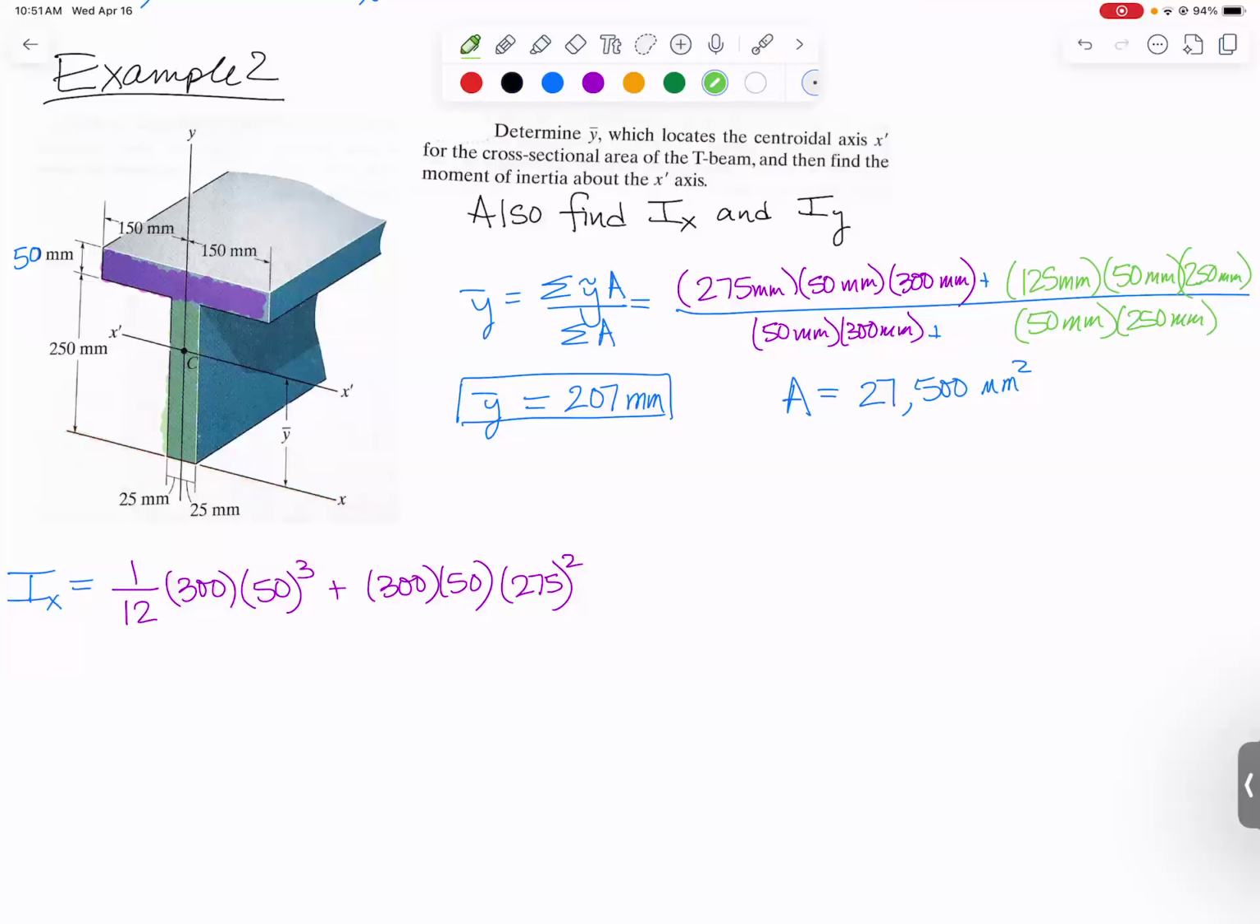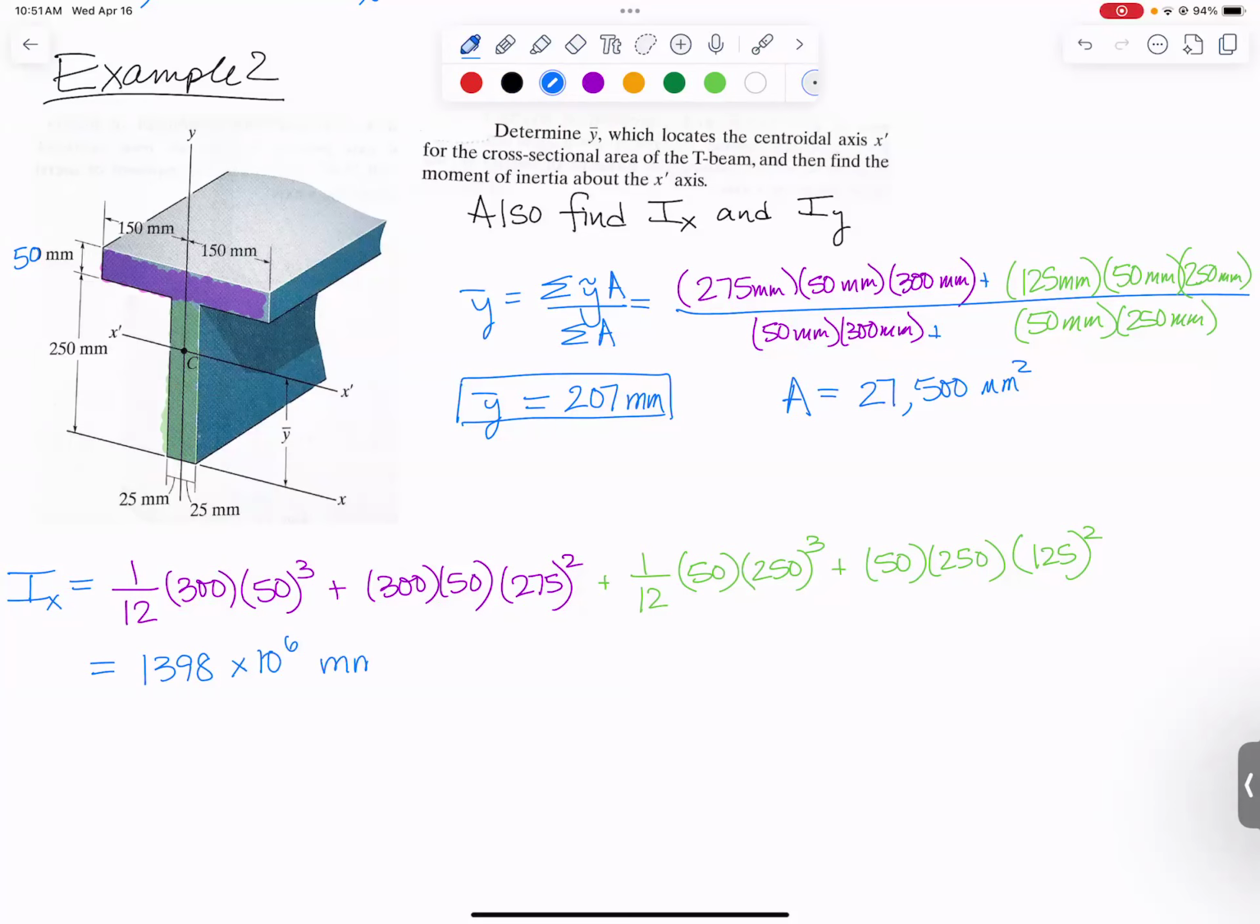Let's do the green rectangle next. So 1/12, the base this time is 50, and the height is 250, which gets cubed. That's the moment of inertia about the centroid of the green rectangle. To move down to the x-axis, now I need to add A d squared. So the area is 50 times 250, and then the distance will be just 125, which gets squared. 125 is sitting right here in your centroid equation, but it's also just the distance from the centroid of the rectangle to the bottom. And we run that all through our calculator, and we get that the moment of inertia is 1398 times 10 to the 6th millimeters to the 4th.